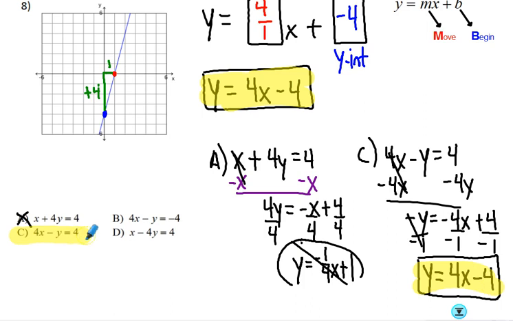Okay. And once we find the one that works, the one that matches our answer, you don't have to keep doing them. So I don't have to try out B and D. I already know that B and D don't work because there's only one right answer. So I don't have to keep trying those other ones.